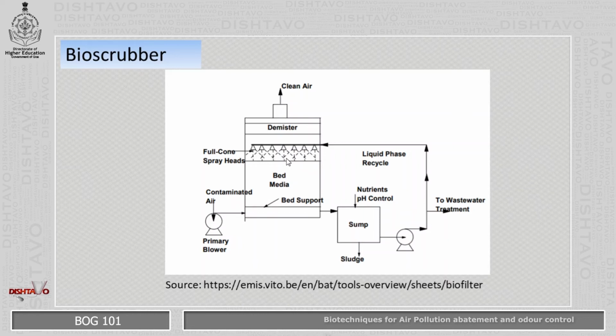The discharge effluent, before it is recycled back to the bioscrubber, reaches this demister. After it reaches the demister, the demister acts as the vapor liquid separator. From this, the liquid droplets are separated, and the clean air goes outside.